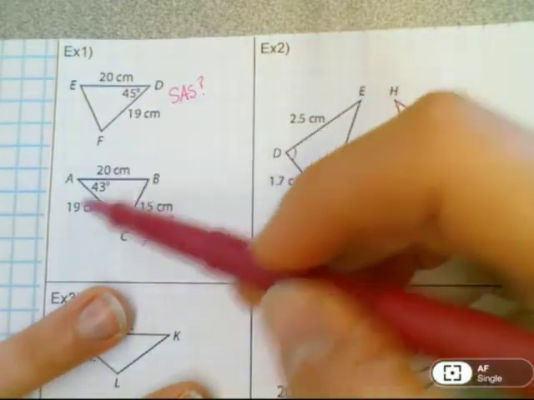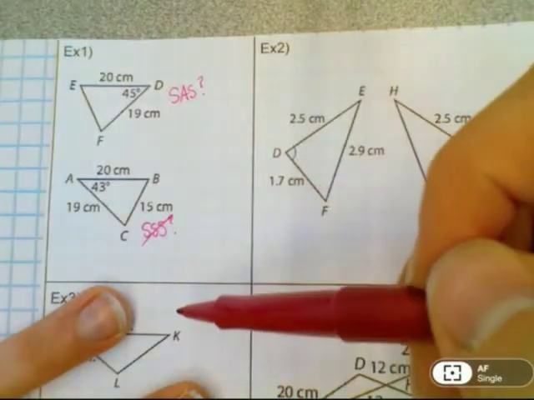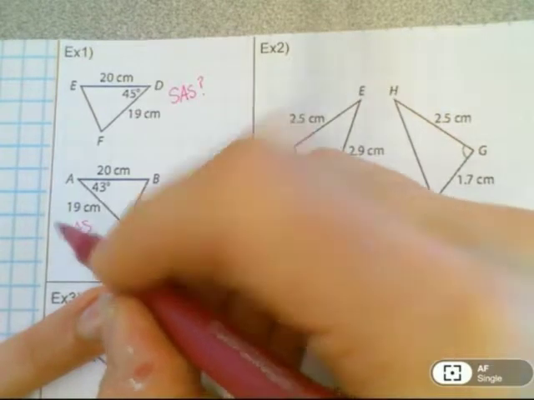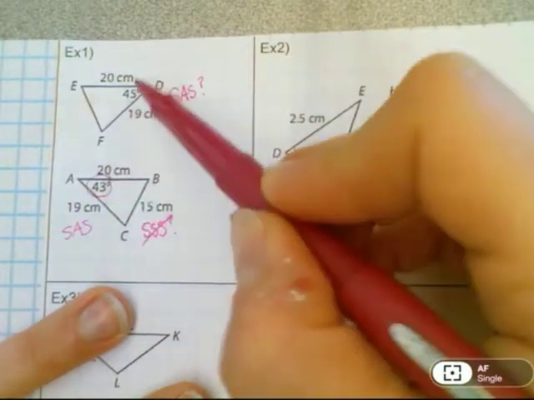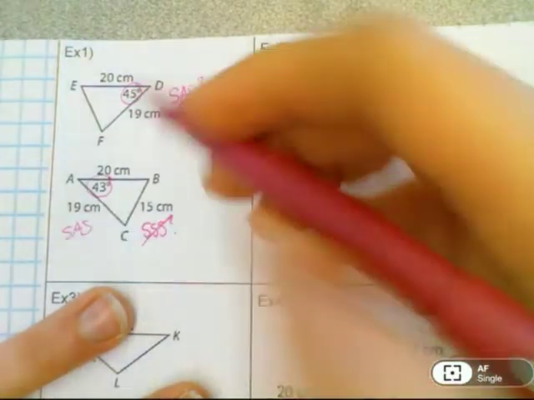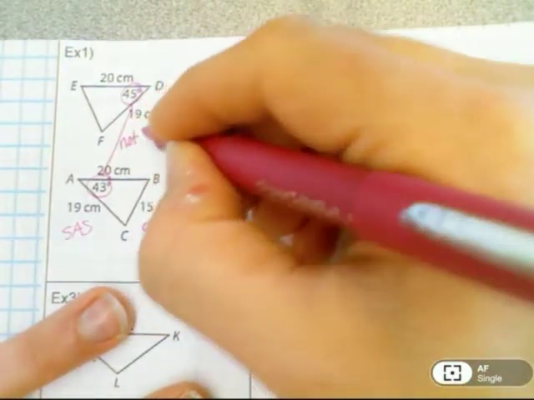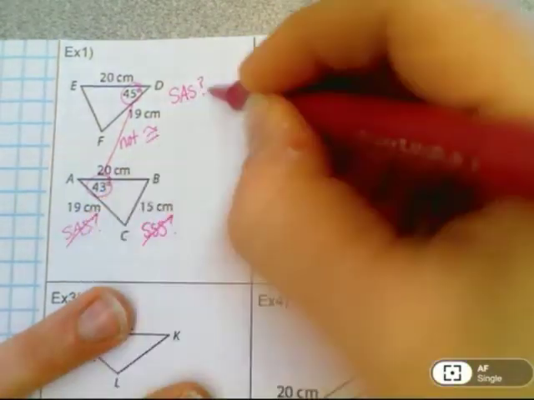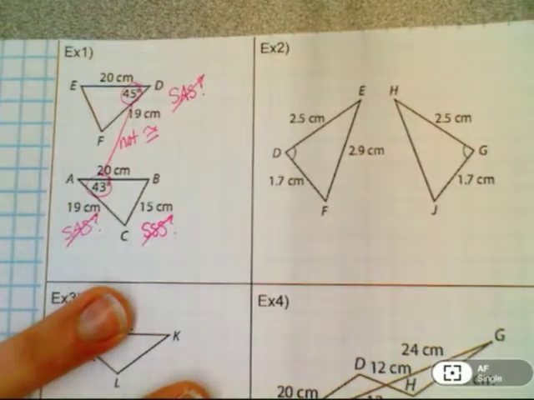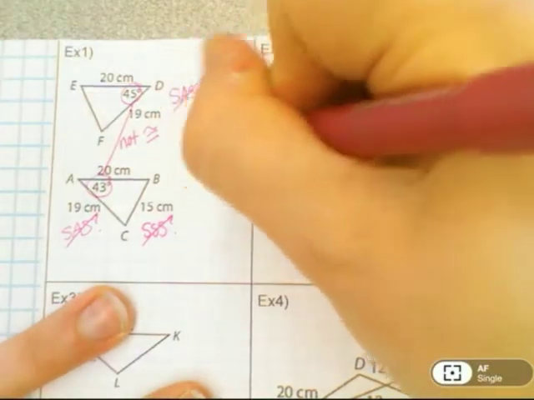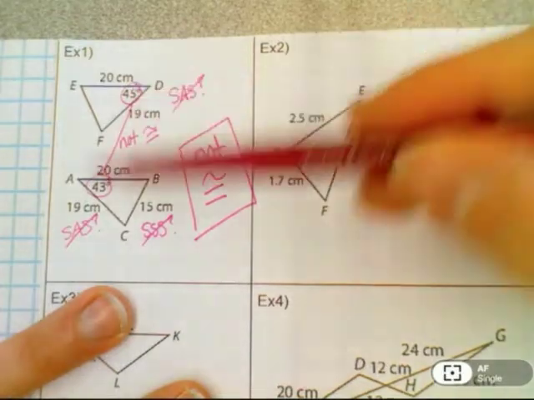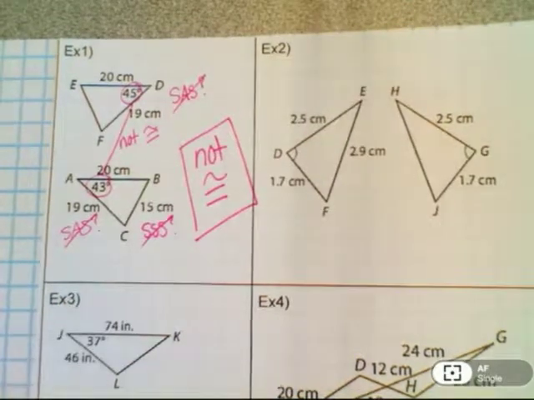I do have 2 sides and an included angle, but I hope you can see that we have an issue here. We do have 2 sides and an included angle, but this angle is 43 degrees, and this angle is 45 degrees, and those are not congruent. And so I cannot use side, angle, side. What I know is that these triangles are not congruent. That's because none of the shortcuts worked. Even though I had 2 sides and an included angle, those included angles weren't the same, so they're not congruent.